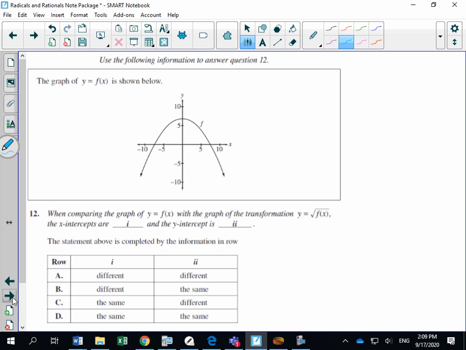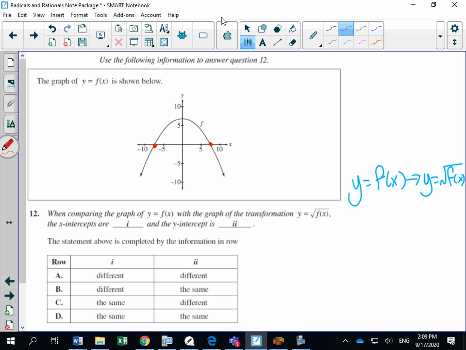Last diploma question that we'll do together. So the graph of y is equal to f of x is shown below. And what it says is when comparing the graph of y is equal to f of x with the graph of the transformation, the transformed graph. So we've got y is equal to f of x, which is the graph given. And we're going to compare that to the radical graph, so the square root of f of x. The x-intercepts of the graph would be this guy and this guy.